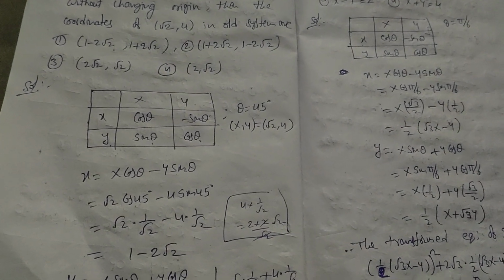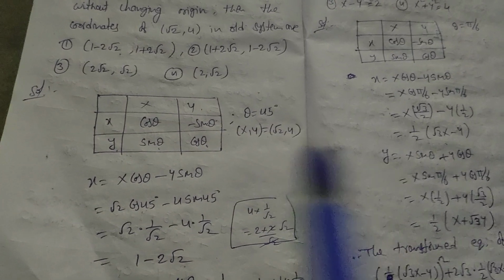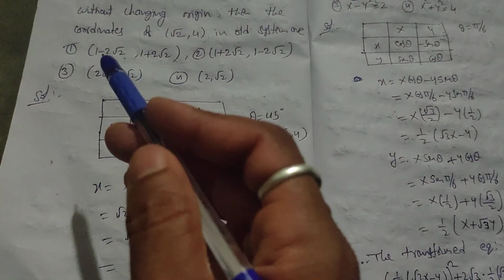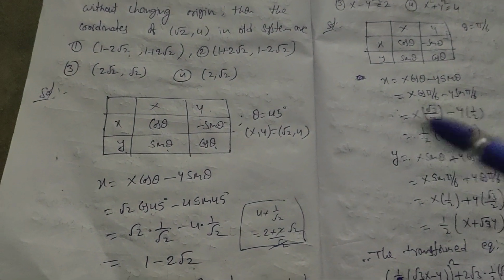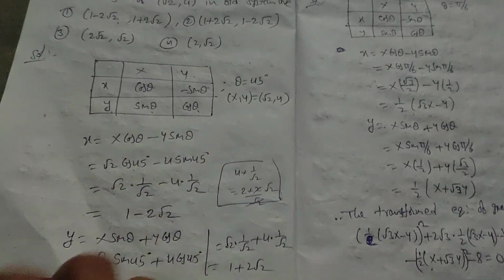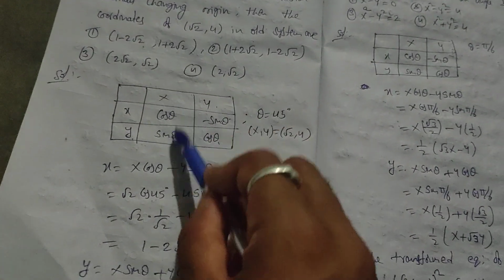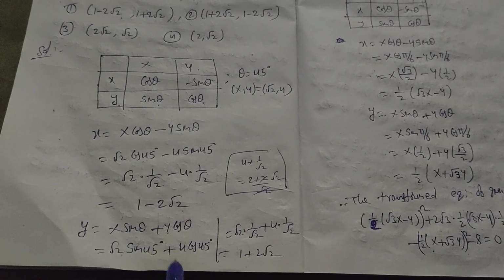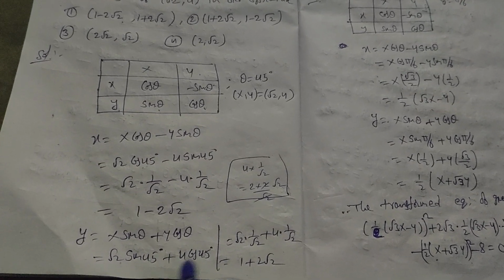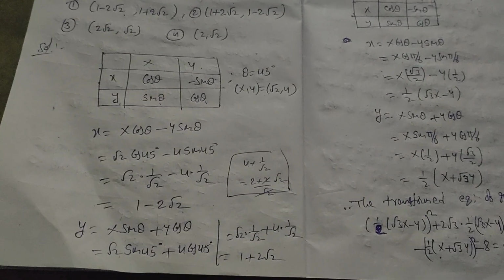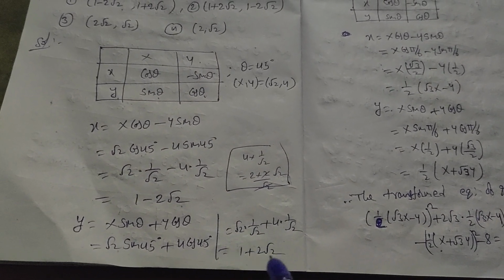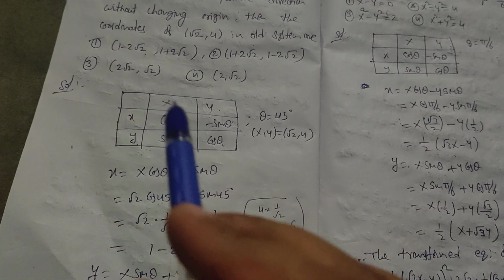If you want to find the y coordinate also, we can continue, no problem. But in objective-oriented problems, you can just stop and check the options to get the answer. Otherwise, to find the y coordinate, the formula is y equals X sin theta plus Y cos theta. Substitute X equals root 2, sin 45, Y equals 4, cos 45. Sin 45 degrees is 1 by root 2 and cos 45 degrees is 1 by root 2. Root 2 gets cancelled, giving 1 plus 2 root 2. Therefore x comma y is 1 minus 2 root 2 comma 1 plus 2 root 2, that is the first option.